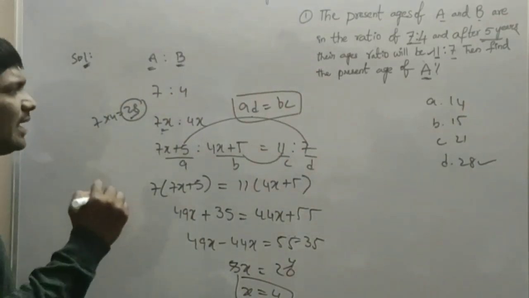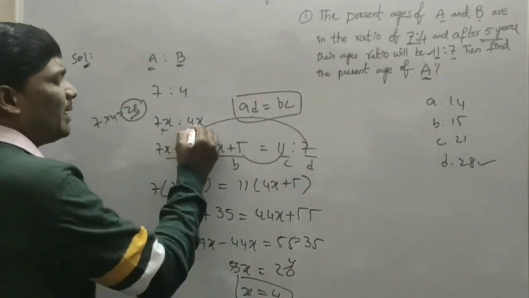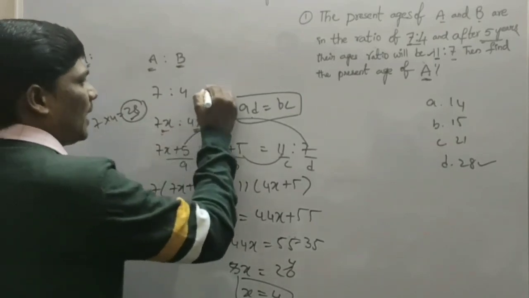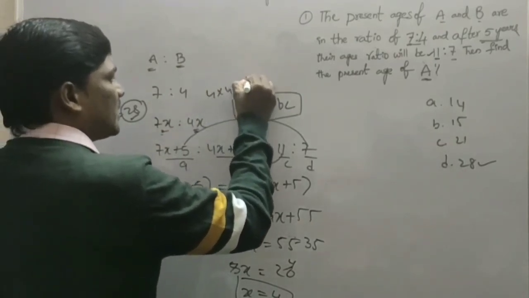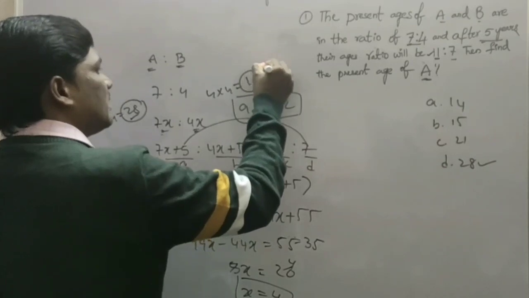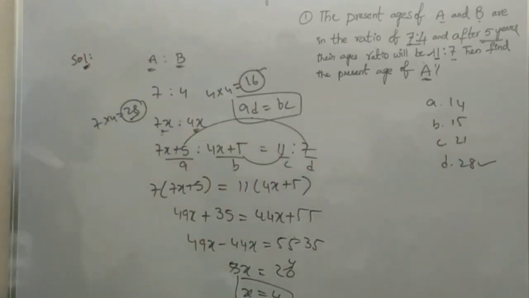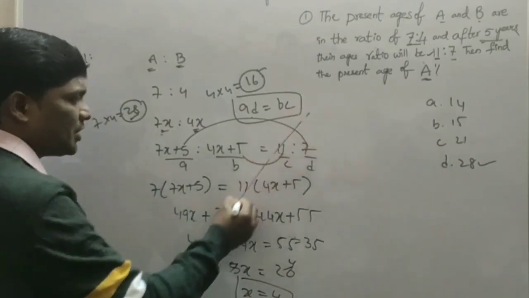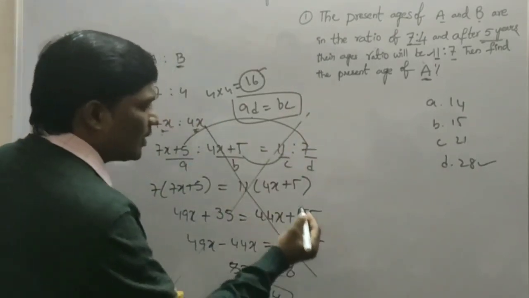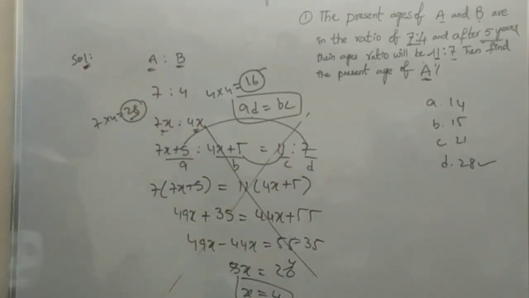For example, if you want to find B's age, B is how many parts here? 4x. Then 4 into 4 is equal to 16 years. B's age is 16 years. So this is the basic method. To solve by this basic method, it definitely takes 1 or 2 minutes, which I think is a waste of time.